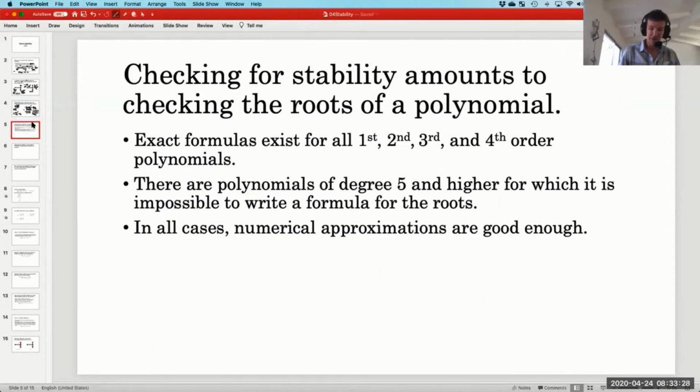Okay. So the math behind all this comes down to, can you find the roots of a polynomial? That in itself is actually a fascinating question, and it has been answered: if you have a first, second, third, or fourth order polynomial, there are formulas to write the exact location of those roots. A first order polynomial is not hard. It's like x plus a equals 0. That's pretty easy. For a second order polynomial, you can use the quadratic formula.